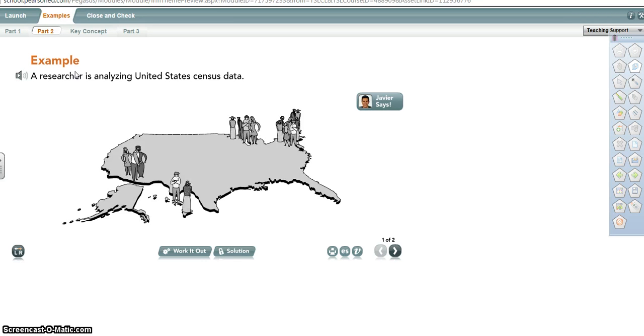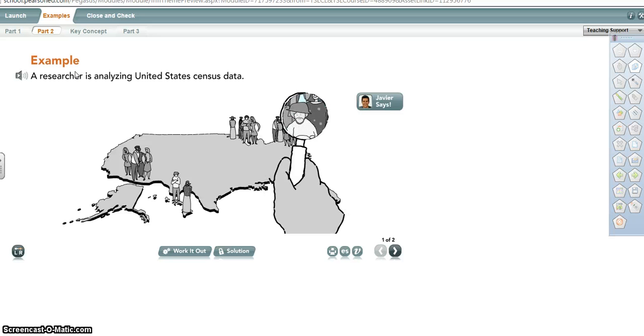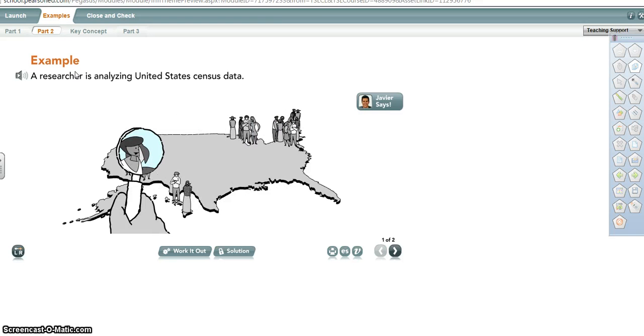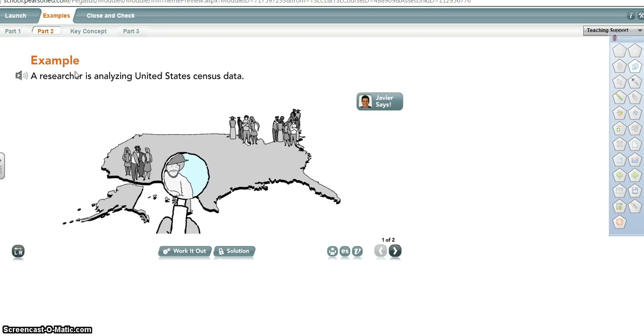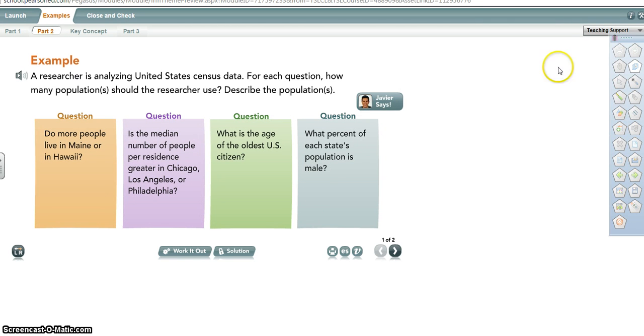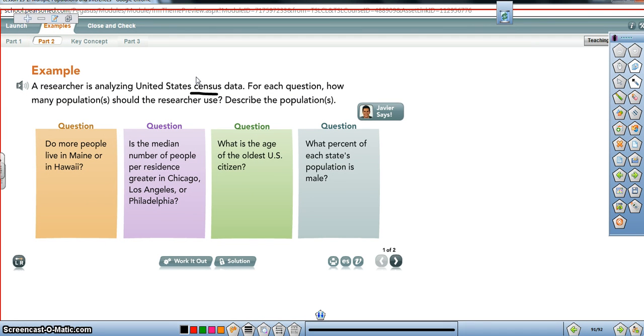A researcher is analyzing United States Census data. Here in Maine. With my family in Philadelphia. Came to Chicago. 3rd generation in Los Angeles. Grew up here in Hawaii. The census is a survey that's sent to everyone that lives in the United States, or it's sent to a lot of people that live in the United States, and it's just kind of a survey to study the people that live in the U.S.